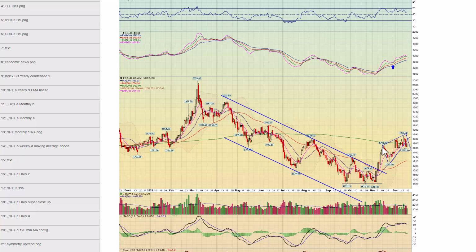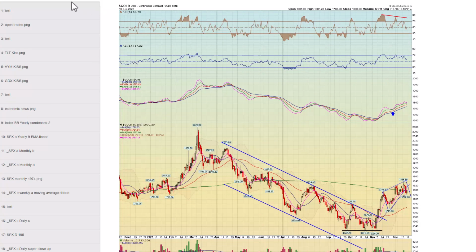We have not broken symmetry, so this represents symmetry. Now, if we go below symmetry, then that'll be a little more bearish and we'll form a lower high, but for now, we haven't broken symmetry.